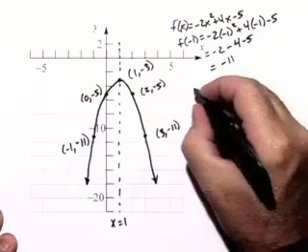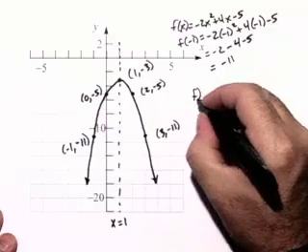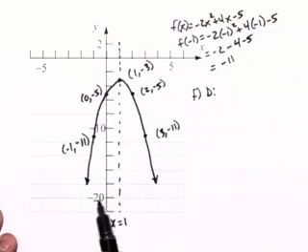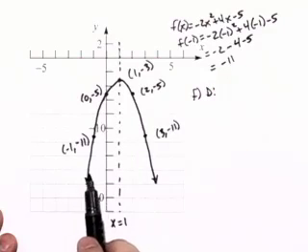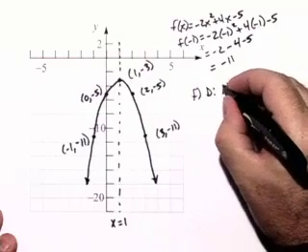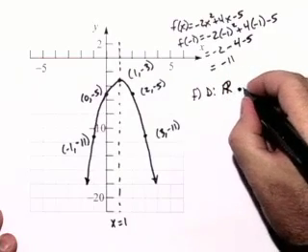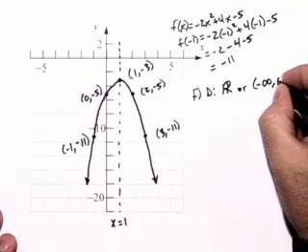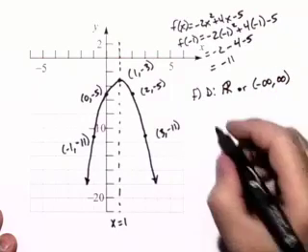Now in part F, we were asked to find the domain and range from our graph. The domain is the set of values for the independent variable x. And looking at our graph, we can see that will be the set of all real numbers, or in interval notation, we'll write -infinity to +infinity.